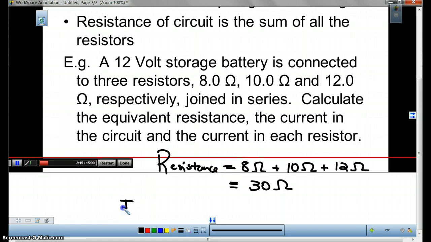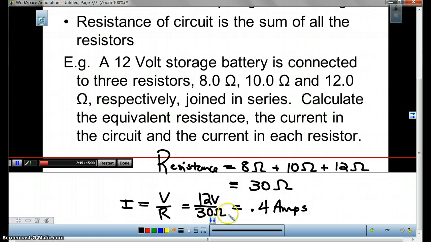I can then get the current by taking the voltage over the resistance. So the voltage here is a 12-volt battery divided by 30 ohms of resistance, and I'll get 0.4 amps of current. 30 ohms of resistance, 0.4 amps of current. And to answer the last 2 questions there, that's the current in the circuit, and that's the current in each resistor in a series circuit.